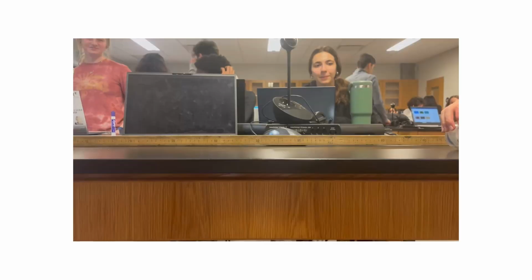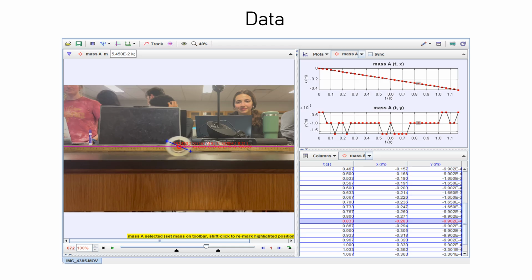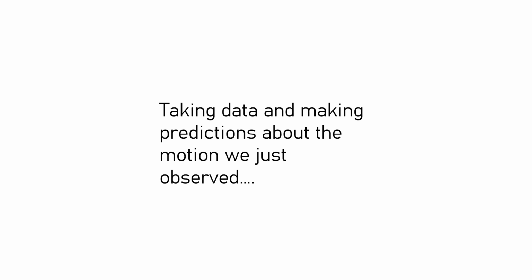So getting into the actual experiment, here's a video of the experiment actually being done. And here's the data given by analyzing the video using the Tracker app, having the calibration stick, the axes, and the individual x and t values labeled, along with a couple graphs on the side. This will be used later. After this was the process of taking data we had and making predictions about the motion we just observed.